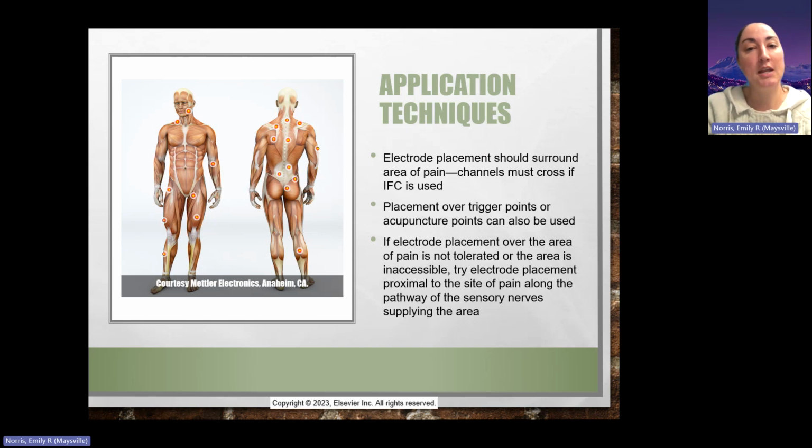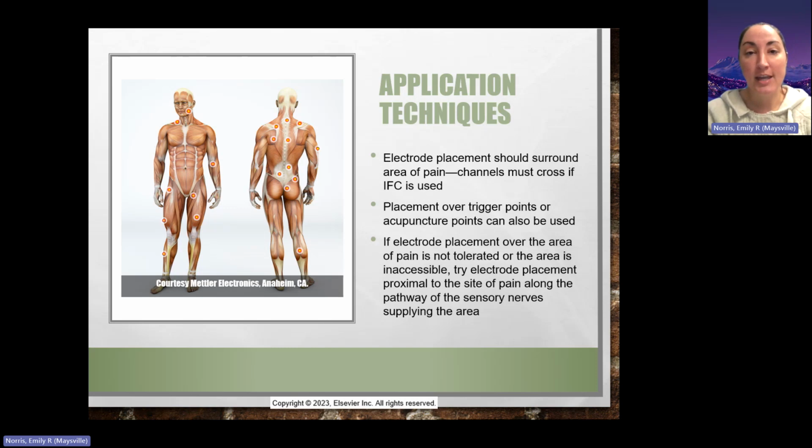With the application techniques, you want the electrodes to be placed over the painful or surrounding the painful area. In order to be IFC, the channels must cross. A lot of your TENS that's not IFC, you still cross the channels, but you could have them parallel, depending on where the pain is and what effect you want. The electrodes need to be at least, at very minimum, 1 inch apart. You can place the electrodes over trigger points or acupuncture points. Sometimes that's more beneficial with pain control.